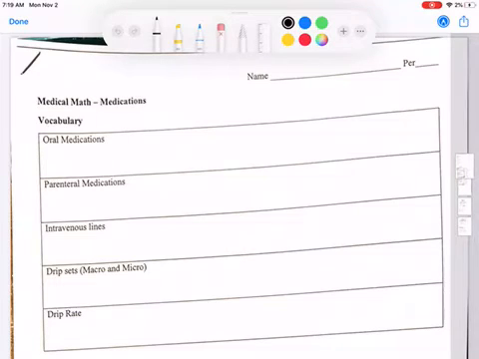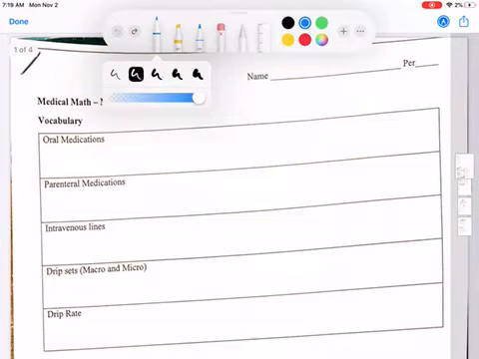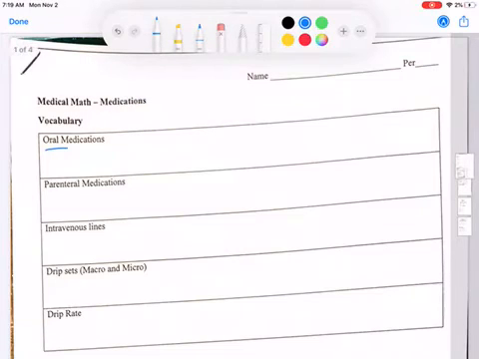Good morning, guys. So today in medical math, we are just going to start talking about medications. With medications, you can have two different types. We can have either oral or parenteral, right there, those front two. Oral medications are kind of what it sounds. It's something that's taken orally, so it's taken by mouth.